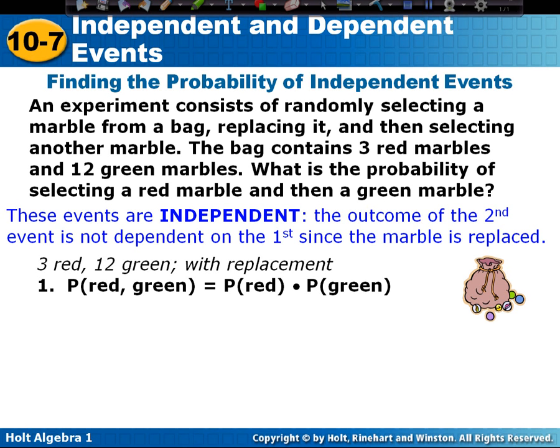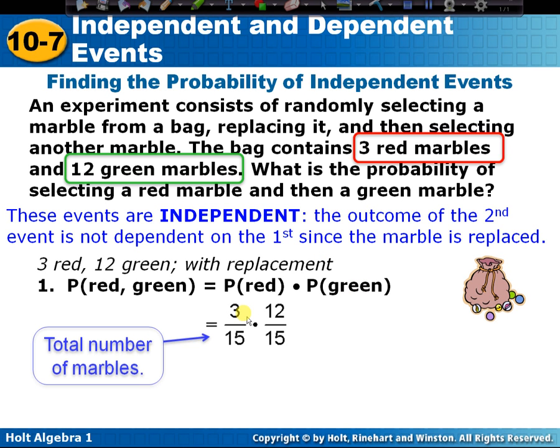So you've written 3 red, 12 green with replacement. And now I want you to write number 1, P for probability, open parentheses, red comma green, close parentheses, equals P of red times P of green. What this is going to look like in numbers is we have 15 marbles. 3 of them are red. So just like we did yesterday, we're just setting up a fraction for each of these probabilities. 3 marbles are red, so it's a 3 in 15 chance that we'll pull a red marble. 12 marbles are green, so there is a 12 in 15 chance that we will pull a green marble. There is a multiplication sign in the middle because we're multiplying this probability times that probability.